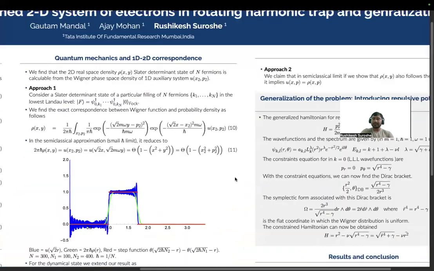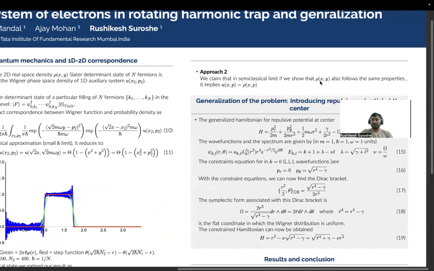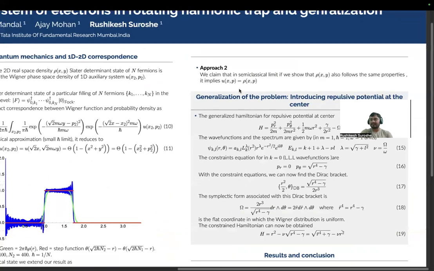But there is another approach to solve this puzzle. We claim that if rho(x,y) follows this property, then we can claim that u(x,p) equals rho(x,p).